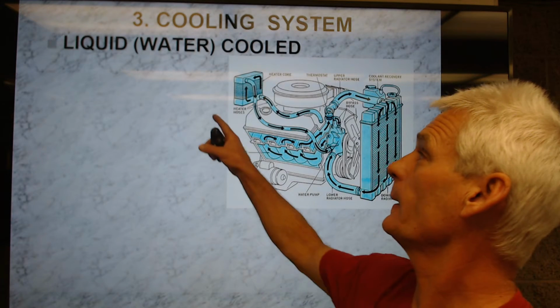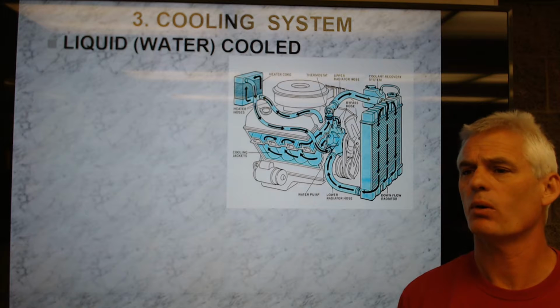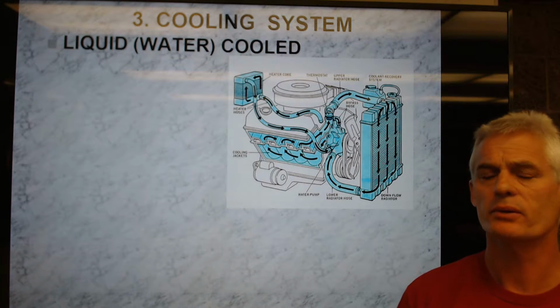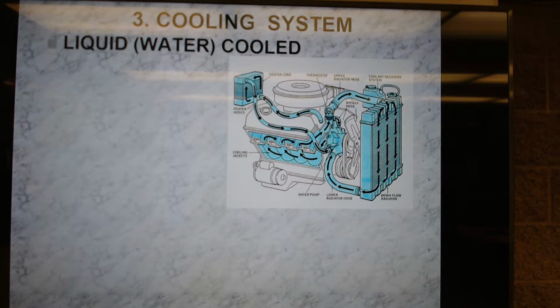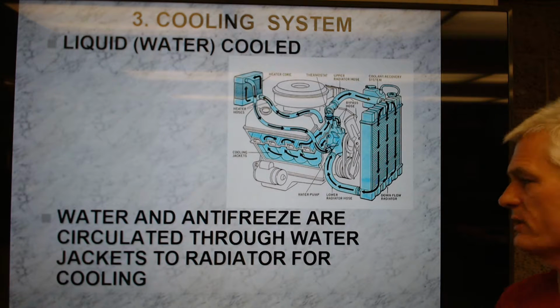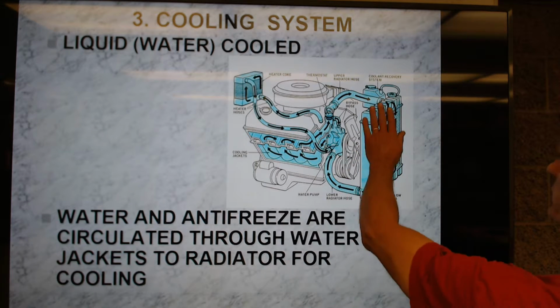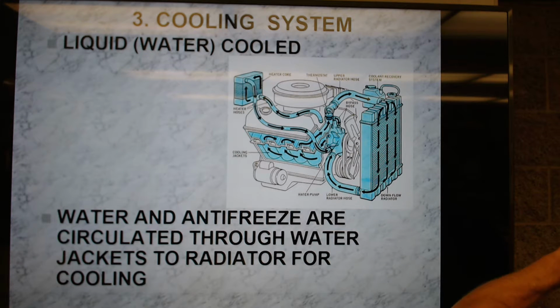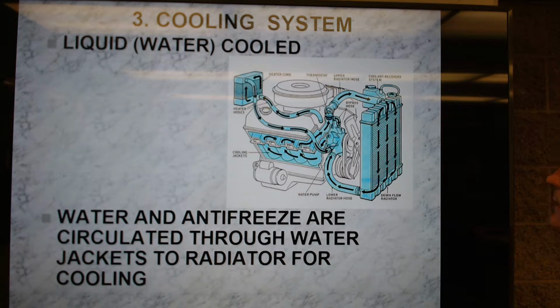Okay. We say water, but it's really 50% water and 50% antifreeze to prevent corrosion, prevent freezing, and other things like that. So water and antifreeze are circulated through water jackets to the radiator for cooling. So here's an automotive radiator. Air is going to be passing through the radiator, extracting heat out of that liquid.